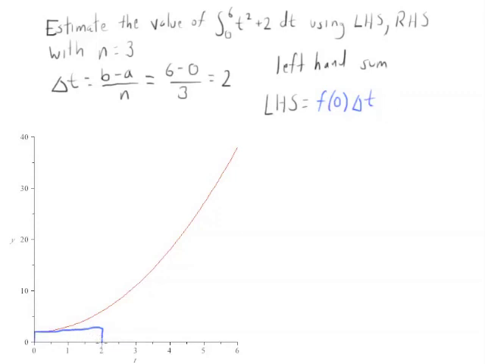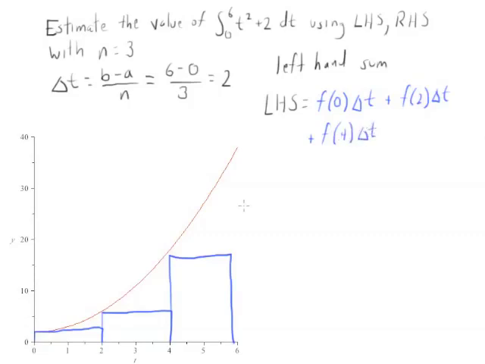The next rectangle I'm going to use is going to go from 2 to 4. Remember, I need a width of 2. And again, I'm going to use the left-hand side. So that will be plus f of 2 times delta t. And the last rectangle I use will be going from 4 to 6, again using the left-hand endpoint. So that would be plus f of 4 delta t.